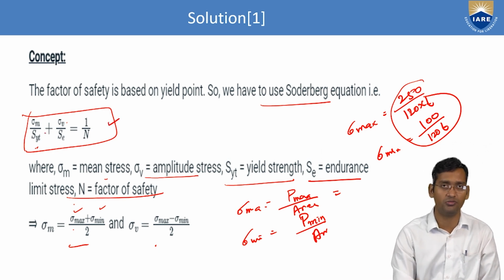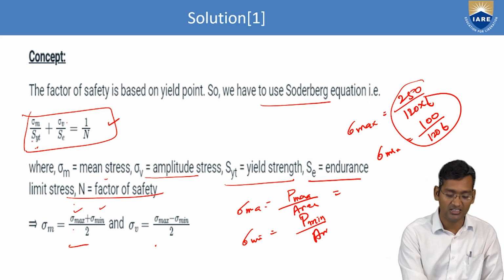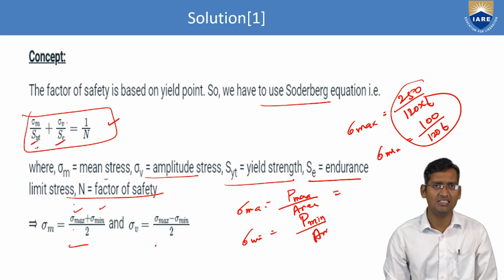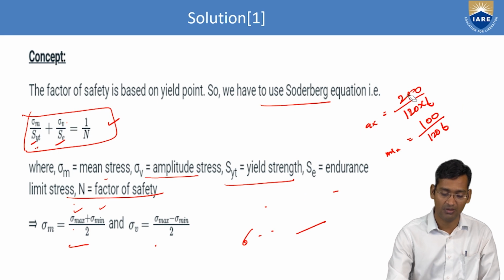So what is the Soderberg equation? Sigma m by SYT plus sigma v by SE equals 1 by n. SYT is given, SE is given. What we have to do is find sigma m and sigma v.